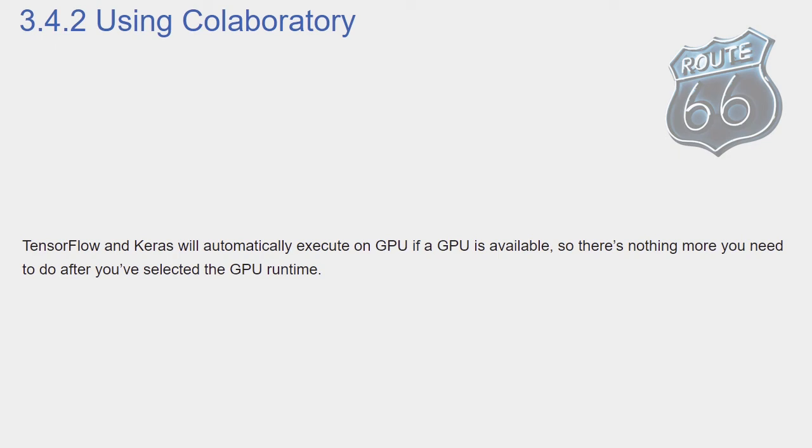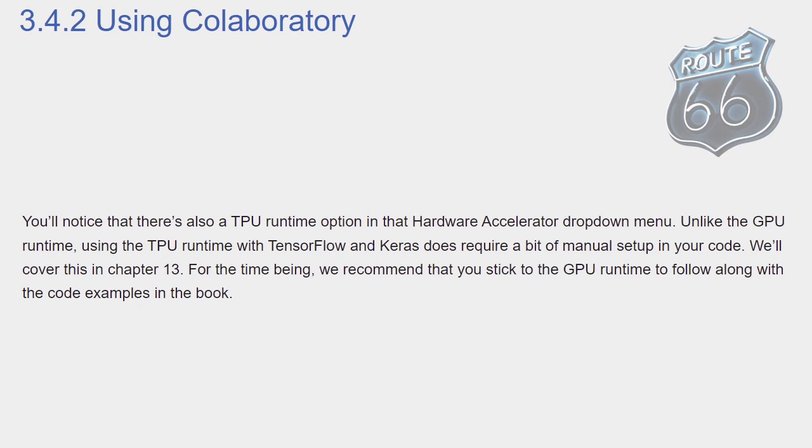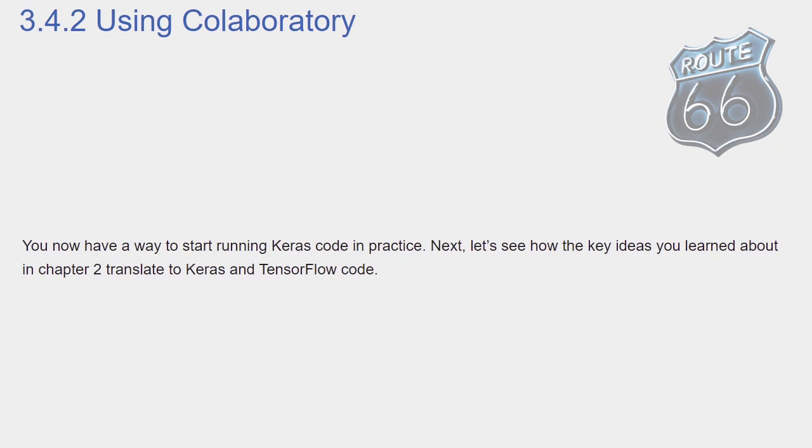TensorFlow and Keras will automatically execute on GPU if a GPU is available, so there's nothing more you need to do after you've selected the GPU runtime. You'll notice that there's also a TPU runtime option in the hardware accelerator drop-down menu. Unlike the GPU runtime, using the TPU runtime with TensorFlow and Keras does require a bit of manual setup in your code. We'll cover this in Chapter 13. For the time being, we recommend that you stick to the GPU runtime to follow along with the code examples in the book. You now have a way to start running Keras code in practice.